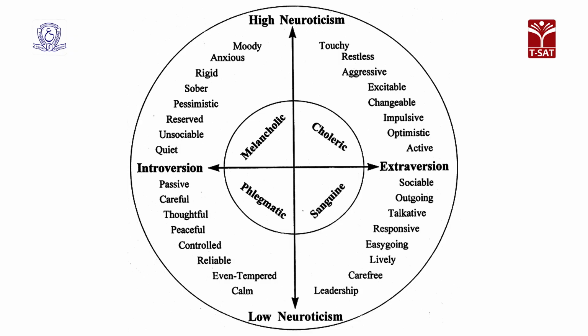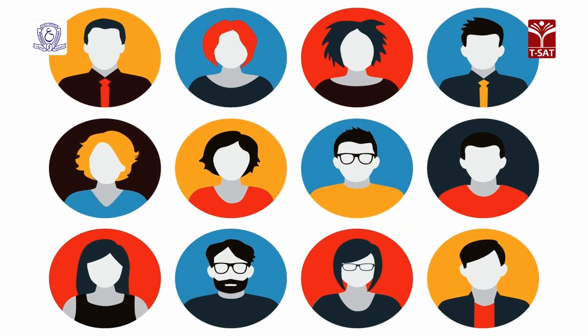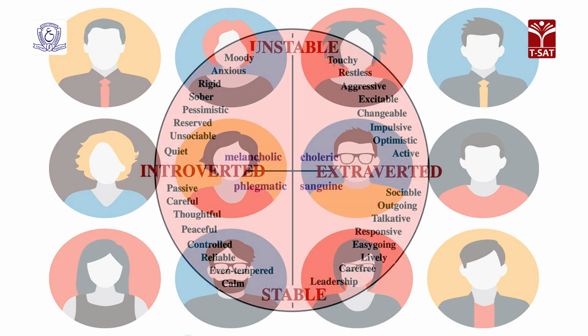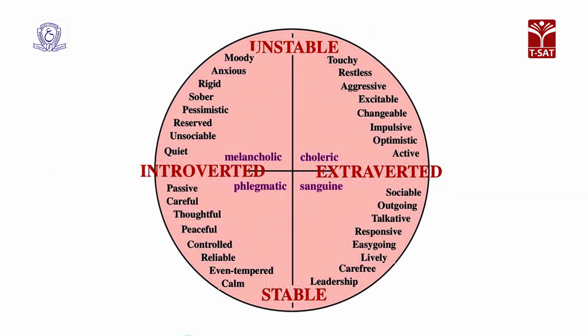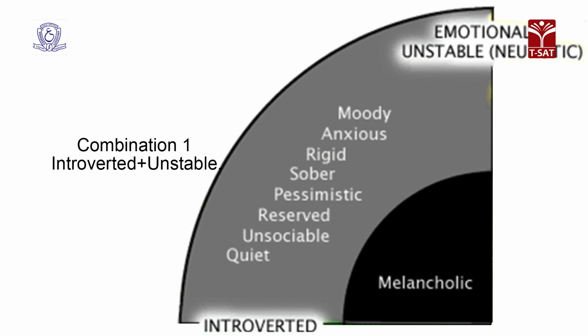But Eysenck's theory majorly focuses on two dimensions, that is neuroticism and introversion-extraversion. These two dimensions combine to form a variety of personality characteristics. These two factors create four combinations related to four basic temperaments which were recognized by the ancient Greeks. These combinations can be seen in the figure. Combination 1 is introverted plus unstable. It is known as the melancholic type, which is depicted in black color. The traits of this type are moody, anxious, rigid, sober, pessimistic, reserved, unsocial and quiet.